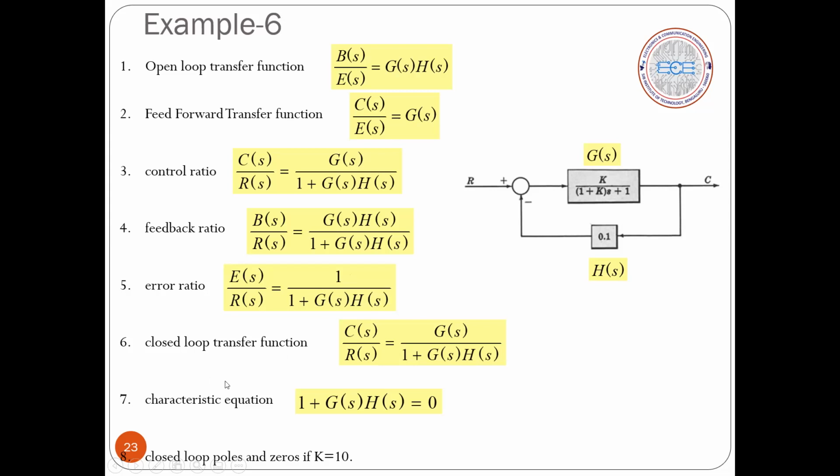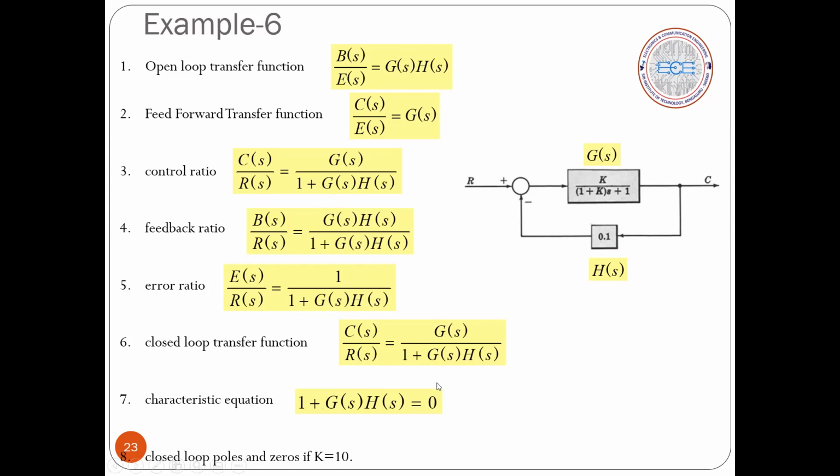Closed loop transfer function is same as control ratio. You need not repeat the calculation. Closed loop transfer function is same as the control ratio. So characteristic equation is the denominator of the control ratio, we call it as 1 plus G(s) into H(s) is equal to 0. You have to substitute here for G(s) and H(s), that's all. You will get the values.